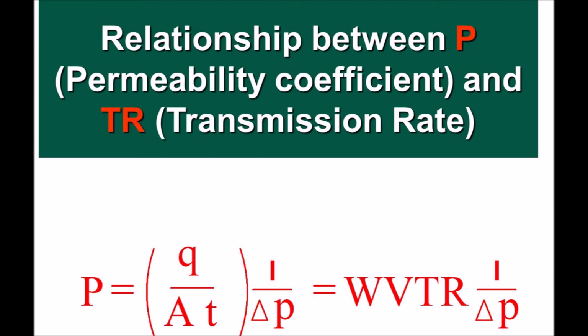For calculating the permeability coefficient, the transmission rate numbers are multiplied by the thickness and divided by the pressure differential between the permeant side and the carrier side.